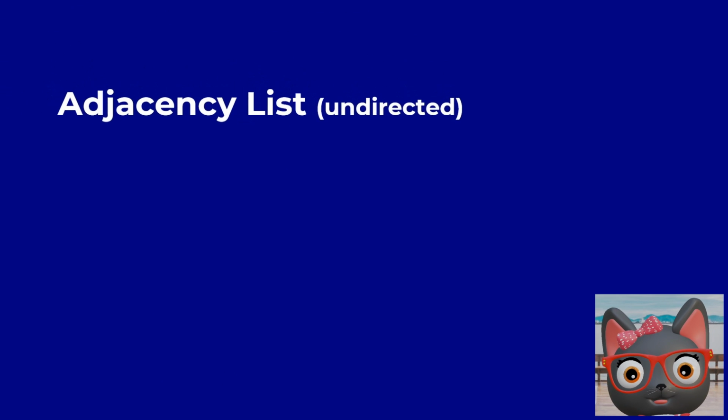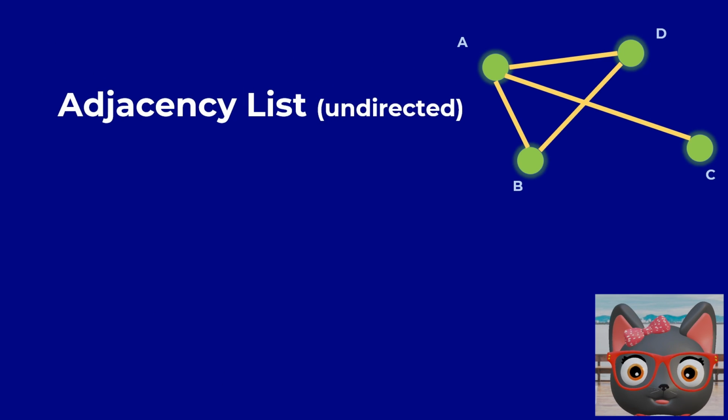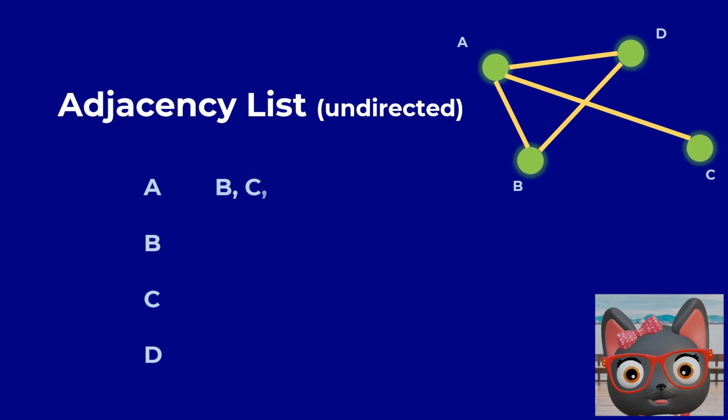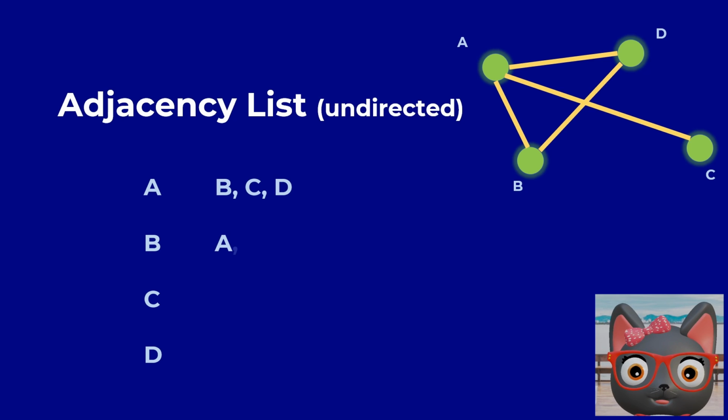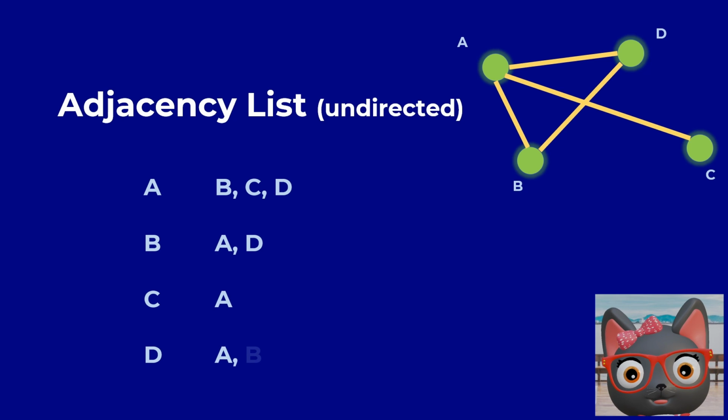We know that each edge in an undirected graph is bidirectional. Thus, in the undirected case, A goes to B, C, and D. B goes to A and D. C goes to A, and D goes to A and B.